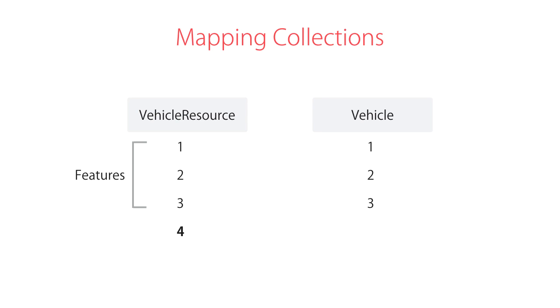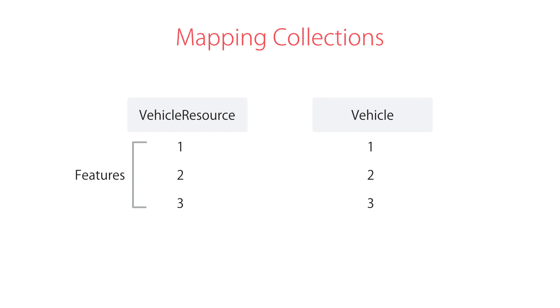So the algorithm we need to implement here is that we need to iterate over the list of features in vehicle resource. And if there is a feature here that we do not have in our vehicle object, then we need to add it to our vehicle object. Now let's take a look at another scenario. So now we have a vehicle with four features. We call our API and exclude feature number 4. Now we need to iterate over the list of features in our vehicle object. And if we have a feature here that does not exist in the vehicle resource, we need to remove it.